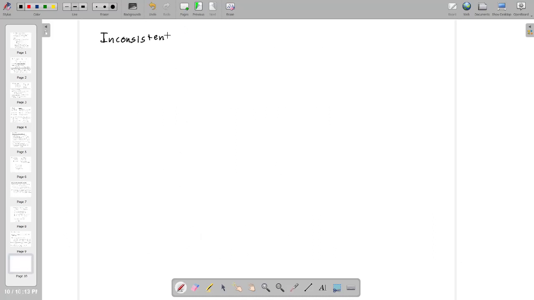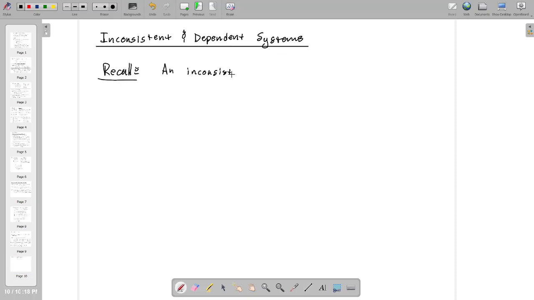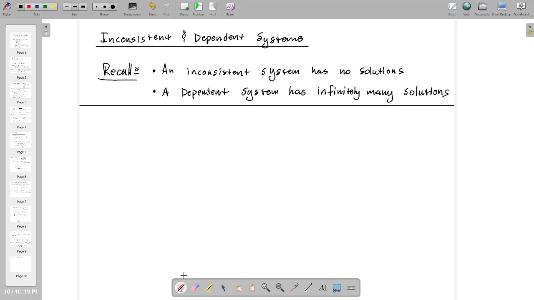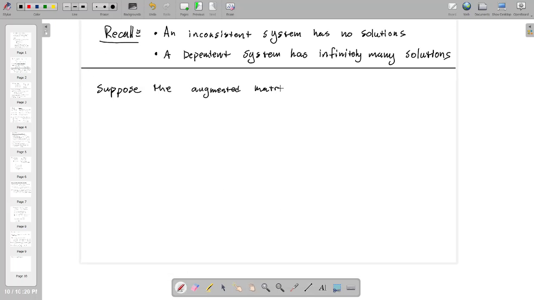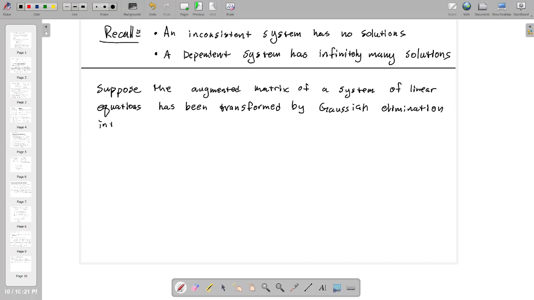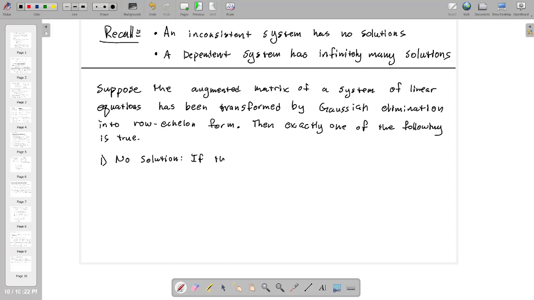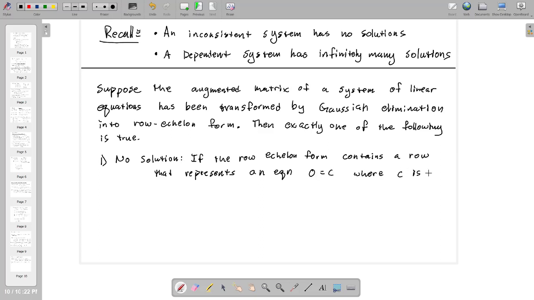The next topic I want to talk about is inconsistent and dependent systems. Recall, an inconsistent system has no solutions, and a dependent system has infinitely many solutions. Suppose the augmented matrix of a system of linear equations has been transformed by Gaussian elimination into row echelon form. Then exactly one of the following is true. 1. No solution. If the row echelon form contains a row that represents an equation 0 equals c, where c is non-zero, then the system has no solution and is called inconsistent.